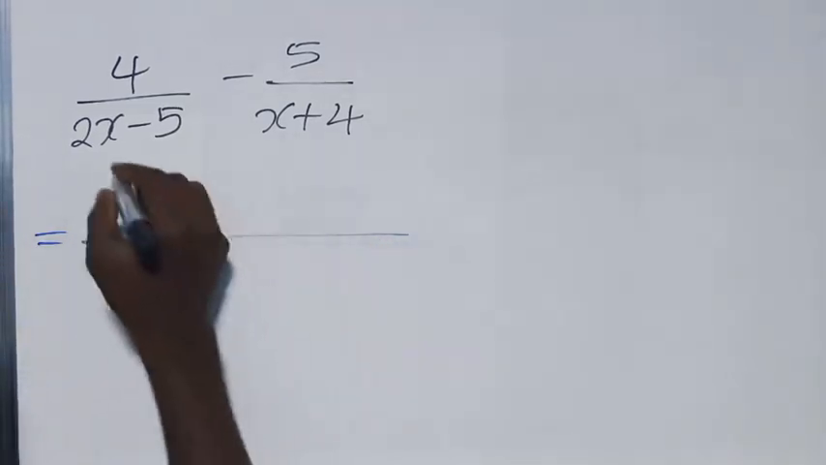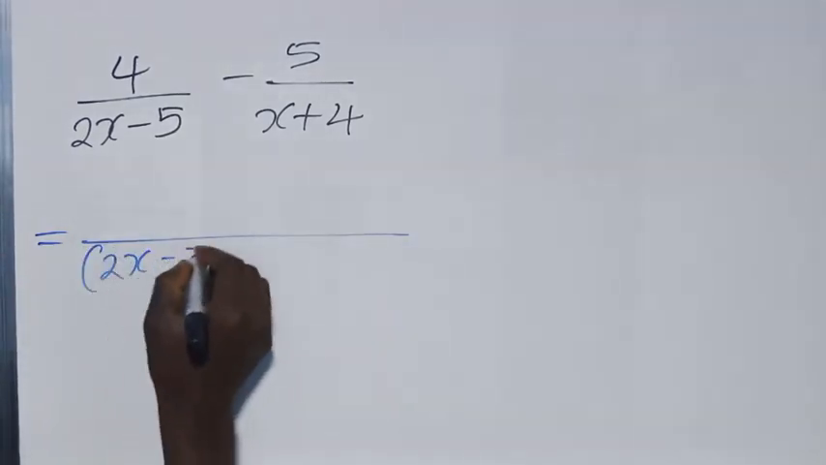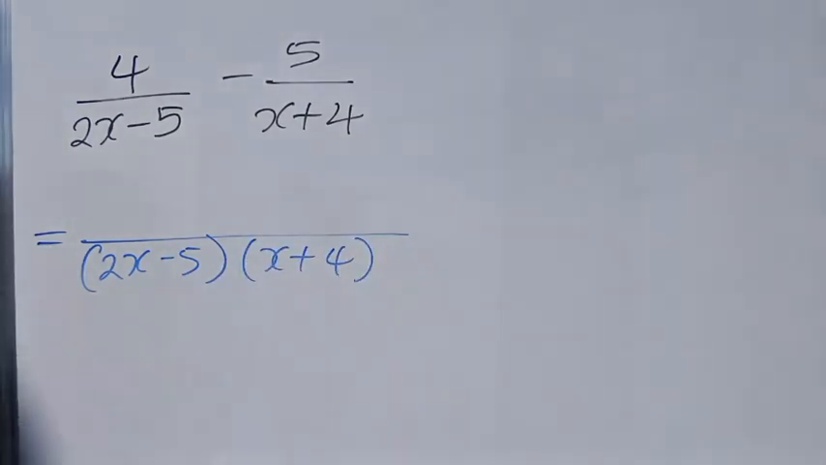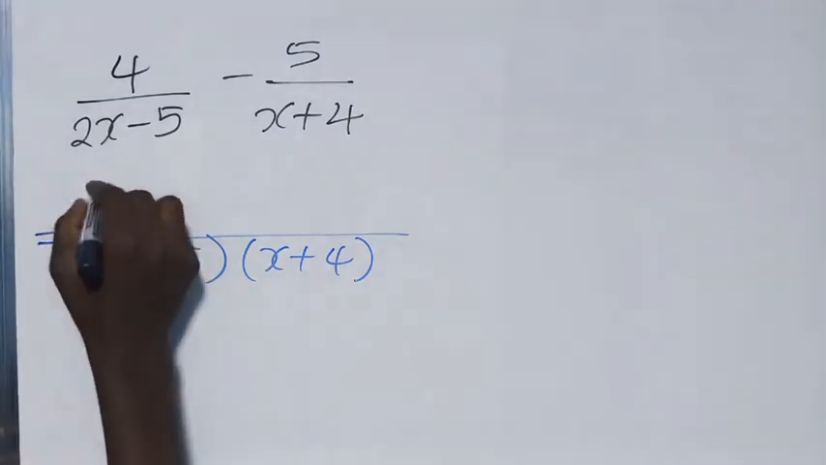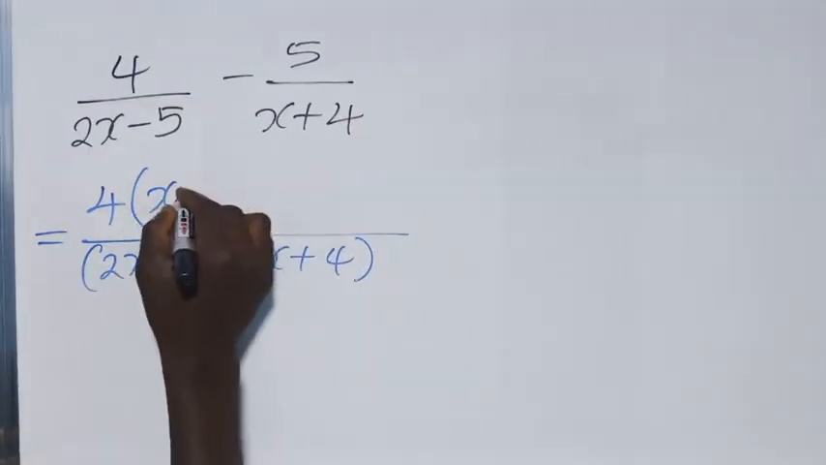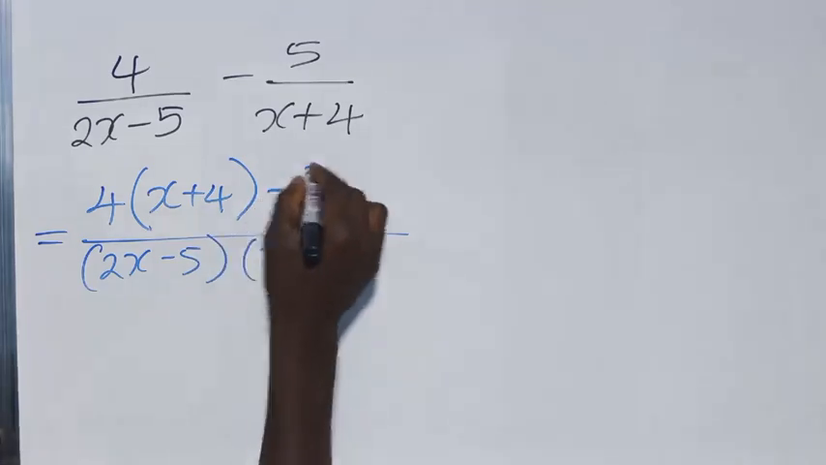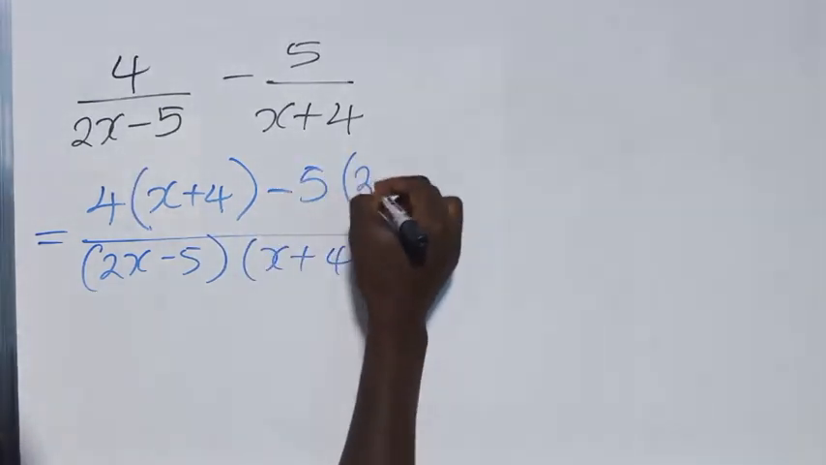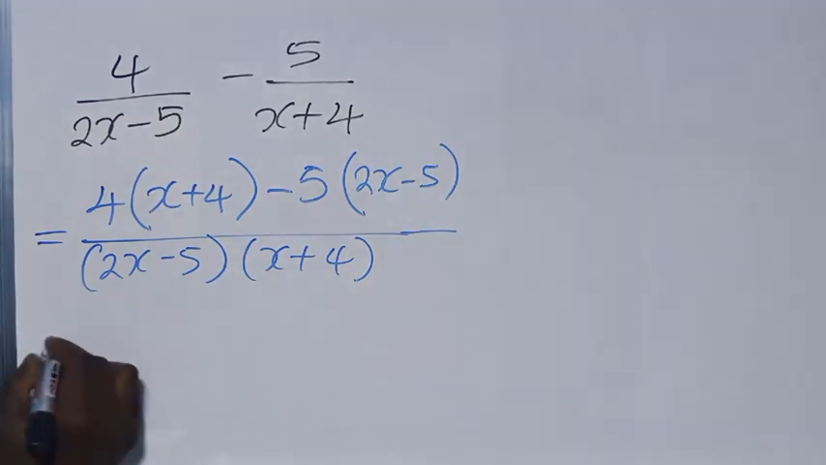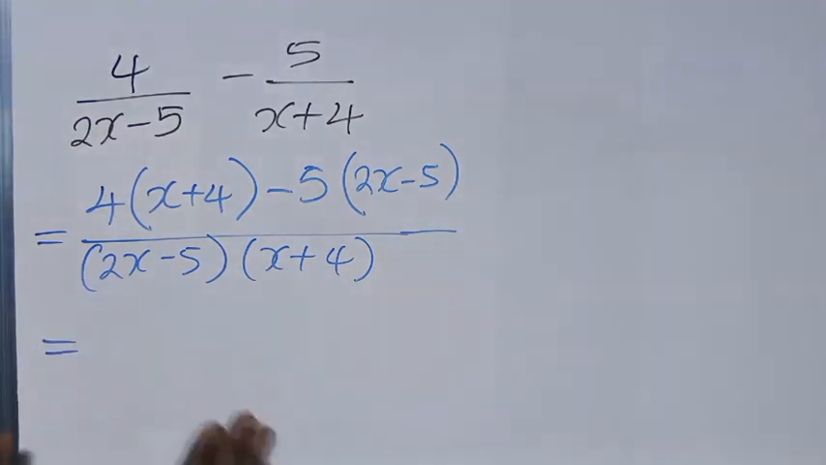The LCM will be 2x minus 5, then x plus 4, like that. Now, like we said, this 4 will still come the way it is, but it will go with this one. So we're going to have x plus 4, then the minus 5 will go with the 2x minus 5, like that. Then from there, we start expanding.